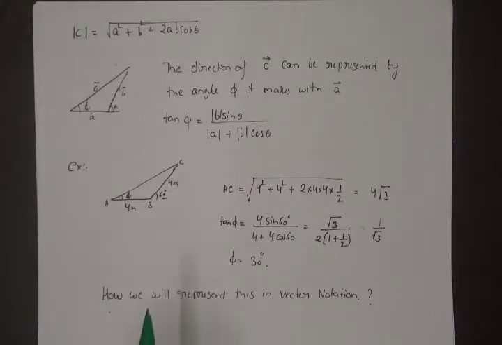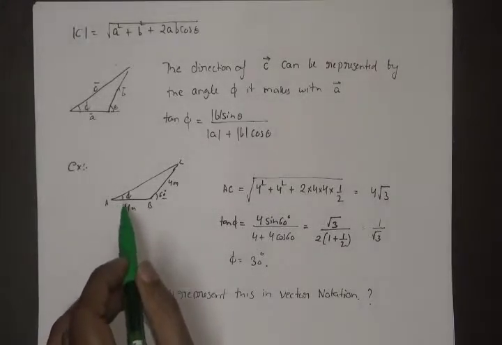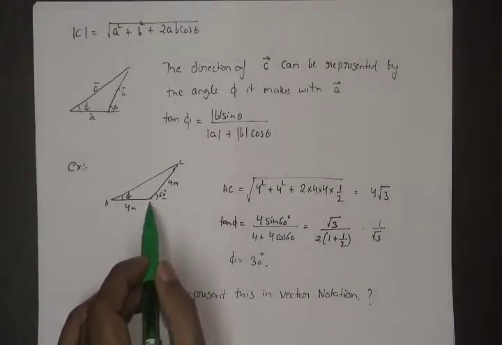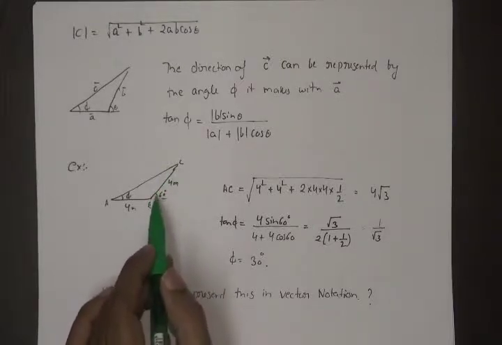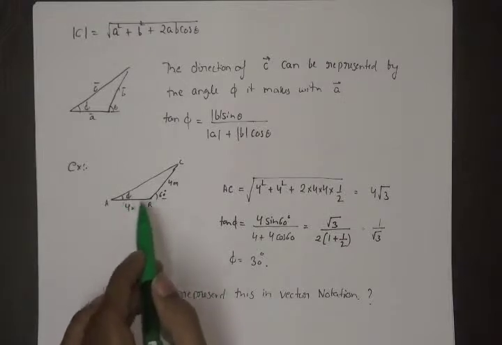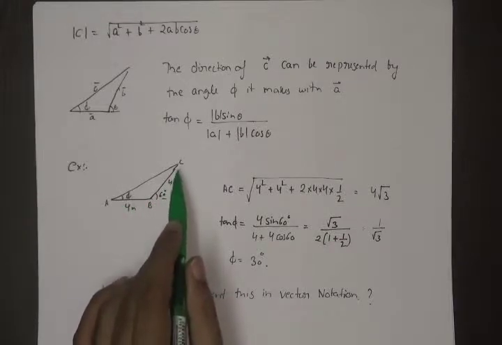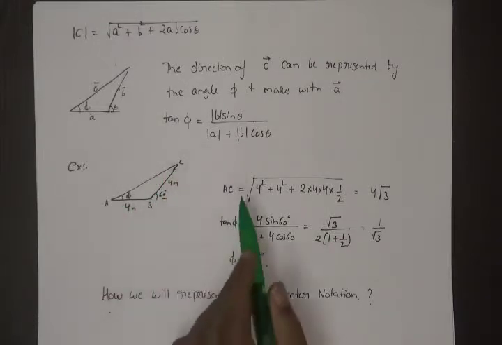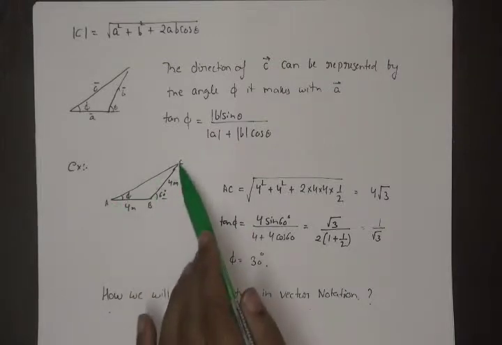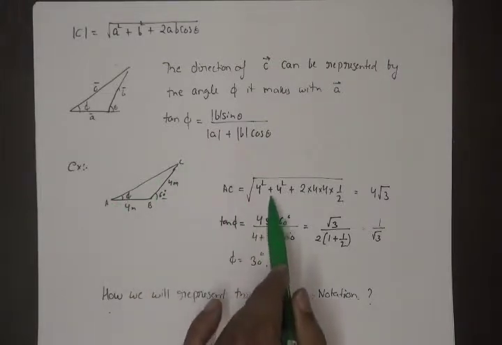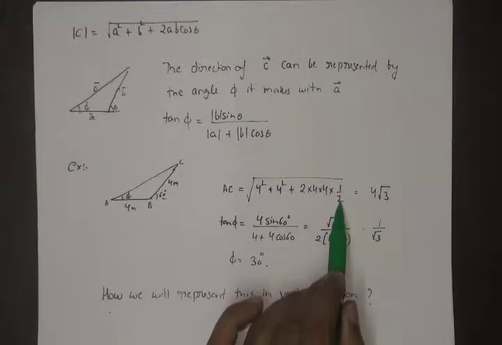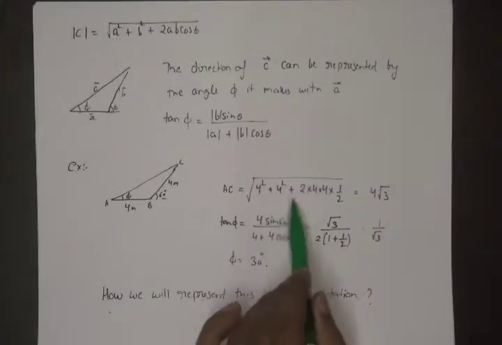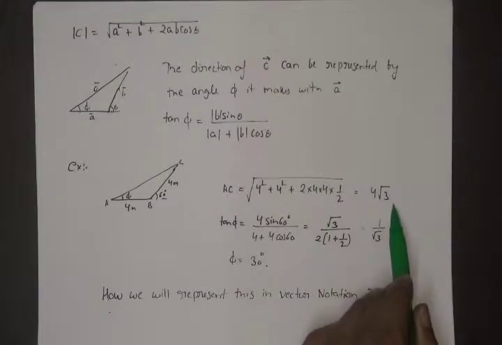For example, if a man would have traveled 4 meters along the x-axis and then 4 meters at an angle 60 degree with the x-axis, how far is he from the starting point? We know that AC, this side, will be equal to the square root of A squared plus B squared plus 2AB cos theta. Cos theta will be equal to 1 by 2. The sum of this will be equal to 4 root 3.